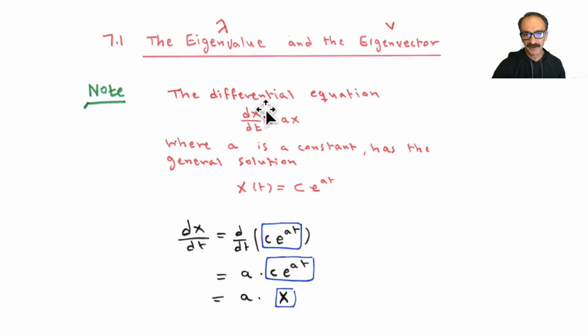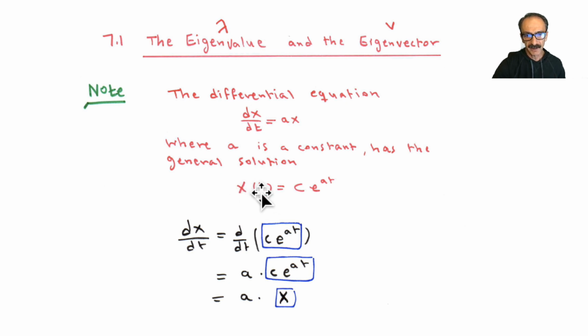What this says is that the derivative of x with respect to t is the same as the original x multiplied by the constant a. This x, when it acts this way with its differential, is of this nature, c times e to the power at. Let's take a look.